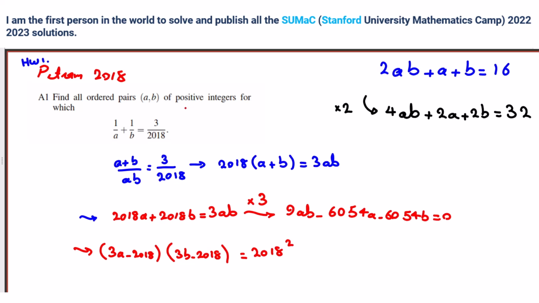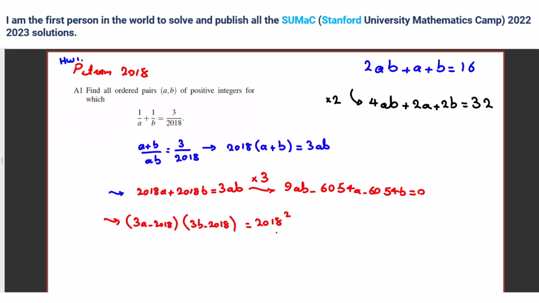So actually, sir, what I got in the beginning, the first time I tried this, I reached the point where we have 2018(a plus b) is equal to 3ab. Then from there I did (2018 plus a)(2018 plus b) is equal to... In the beginning I didn't multiply by 3 the first time. If you multiply by 3, then it will be so much easier. Now you should find all positive integer cases for a and b.